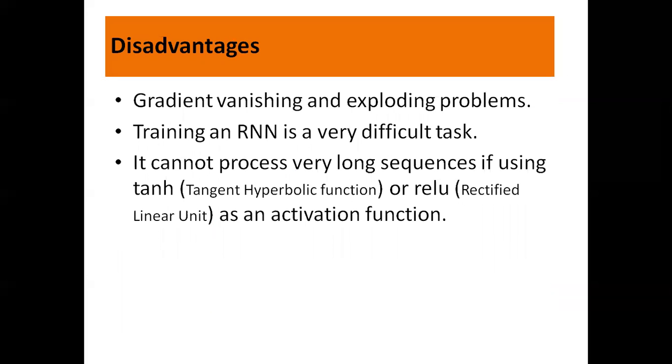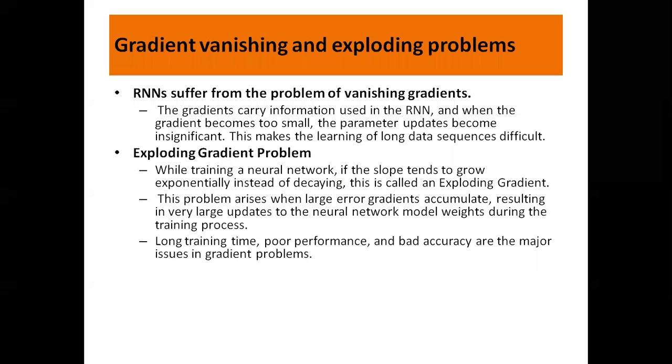So everything which has an advantage also has some disadvantages. Here the main disadvantage is gradient vanishing and exploding problems. We will look at this in the next slide. Training an RNN is a very difficult task, right? Because there are so many hidden layers, you don't know where the problem is. It cannot process very long sequences if using tanh or rectified linear unit function as an activation function, right?